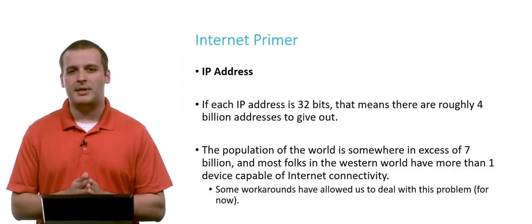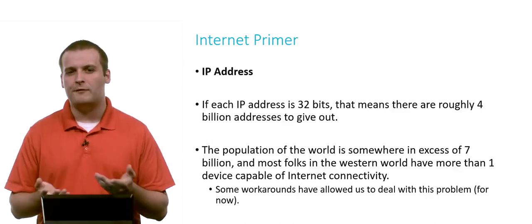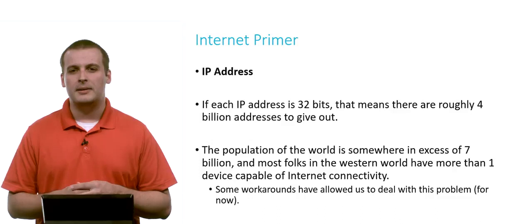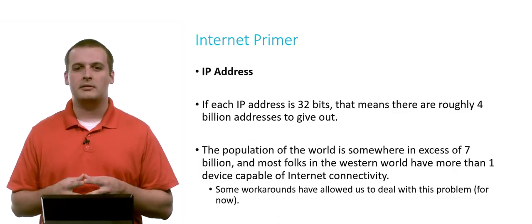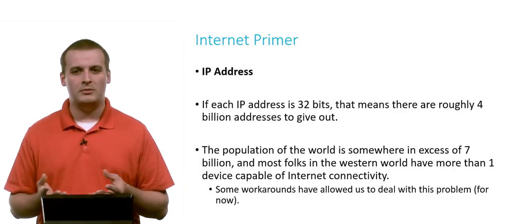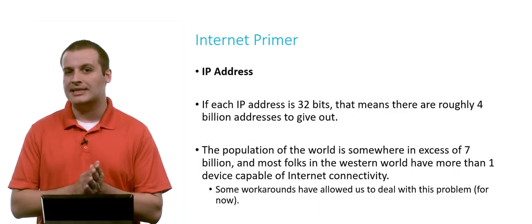So as I said, if every IP address is 32 bits, we have about 4 billion to give out, a little more than 4 billion. But we can kind of see a problem, right? What's the world population right now? Well, it's somewhere north of 7 billion people.